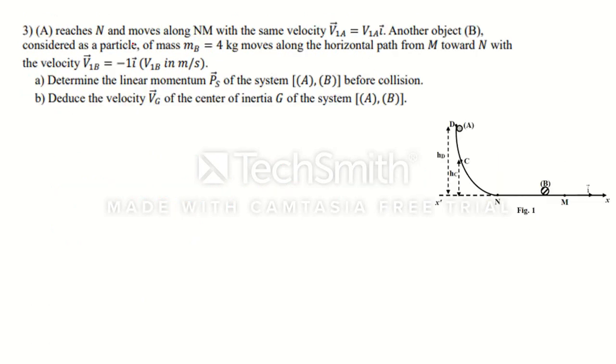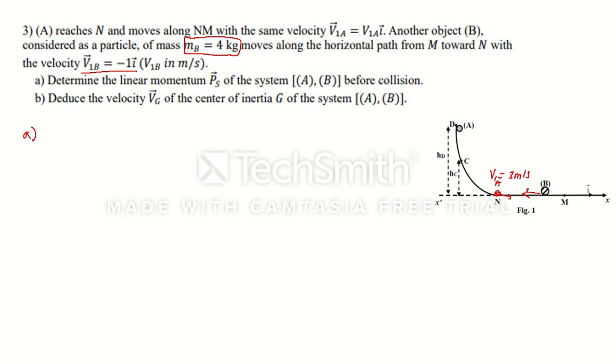Number 3, A reaches N and moves along MN with the same velocity, v1a equal 3i. This means when the object reaches here, then it continues with the same speed, such that v1a is equal to 3 meters per second. Now another object B considered as a particle, such that we have mb equal to 4 kg, moves along the horizontal path M towards N with the velocity v1b equal to minus 1i. Why is it minus 1i? Since it's moving in this direction, which is opposite to the i vector.